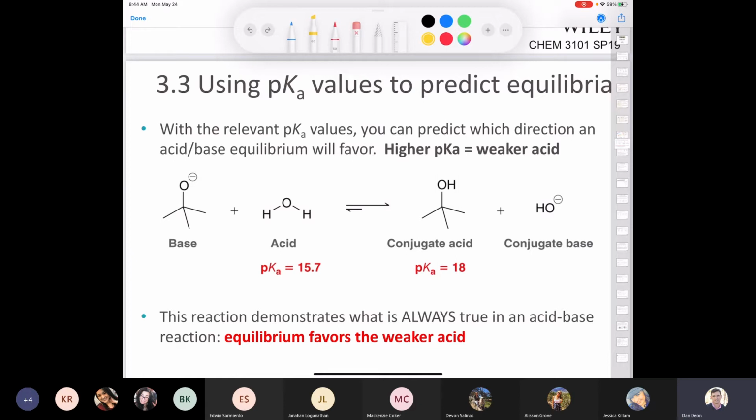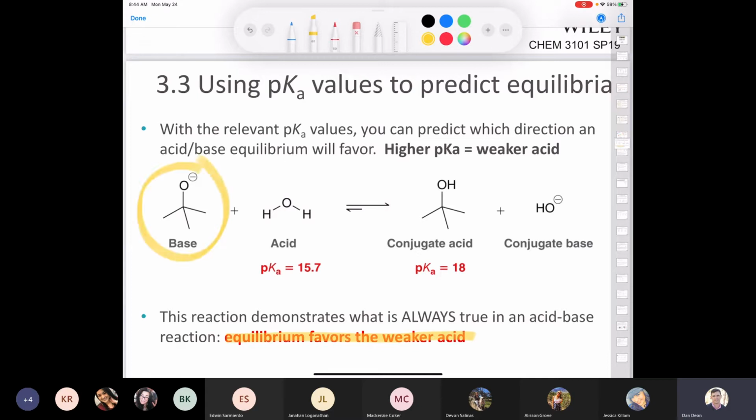So we're right back into that right now. Well, just from those pKa values that you memorize in table 3.1, you can predict which side an equilibrium is going to lie to, okay? Remember that the higher the pKa, the weaker the acid, the lower the pKa, the stronger the acid. Well, here's the answer, okay? The equilibrium is always going to lie to the side of the weaker acid.